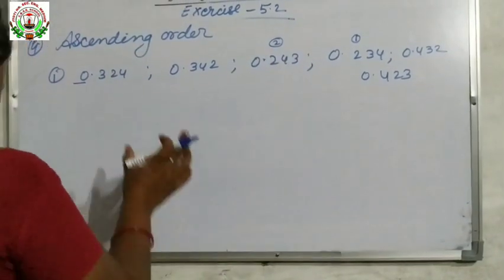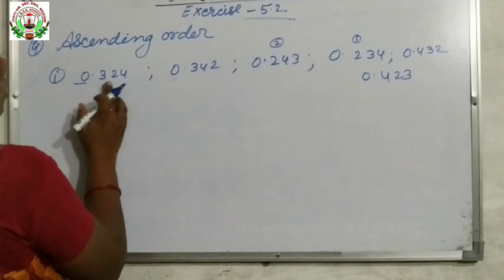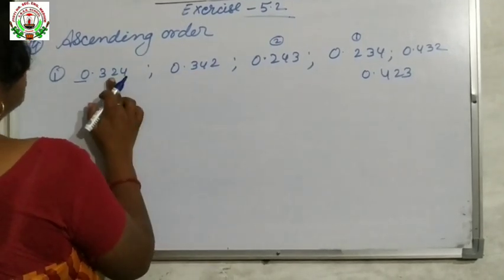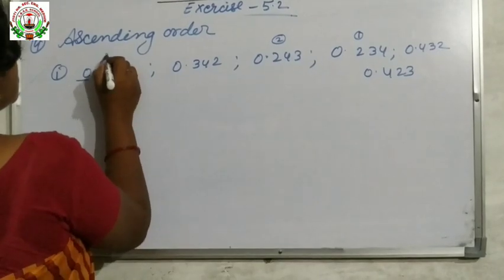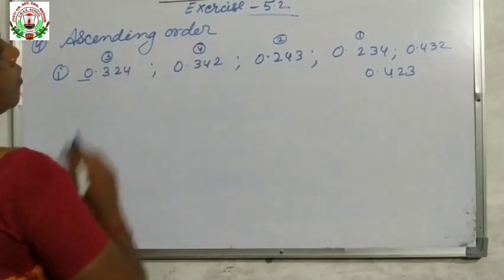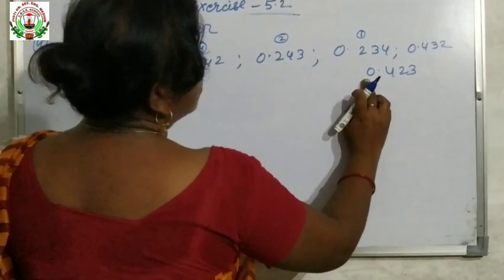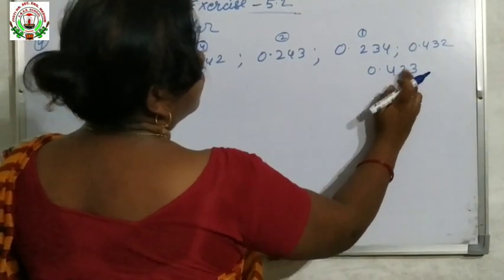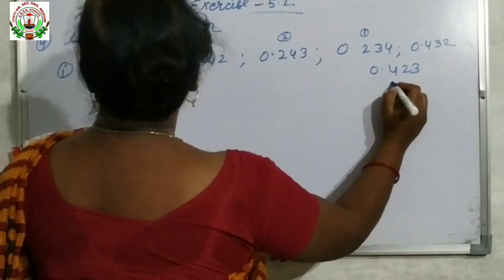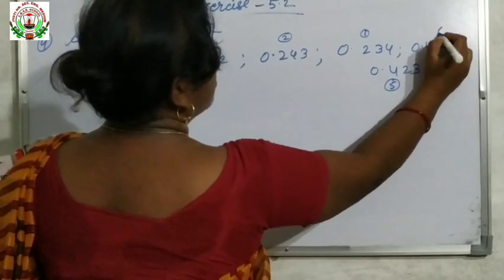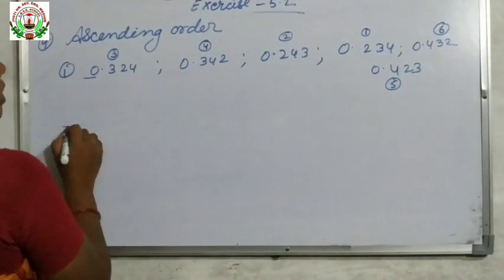Understood? Now see here, after the decimal 3, next is 2, then 4. So it is the smallest. So this is 3, this is 4. Now next you will see 0.4, 0.4. Then 2, then 3. So it is the smallest number. So it is number 5. Then it is 6.